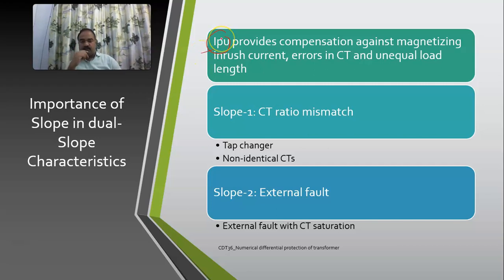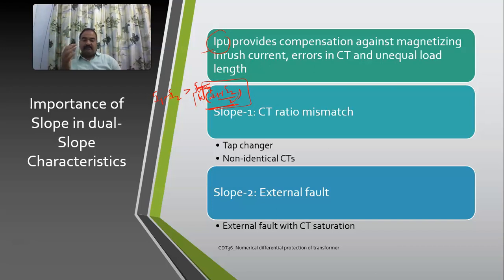The next thing is slope. Slope 1, as already we have discussed in unit number 3. Why do we maintain this? We don't take this one. Instead, we will take K into (I1 plus I2) by 2. Why is it being mentioned? This has been included in order to account for CT ratio mismatch. Most of the time your CT ratios may not be the same. So to include that, we have included this particular thing, and we call it percentage bias.